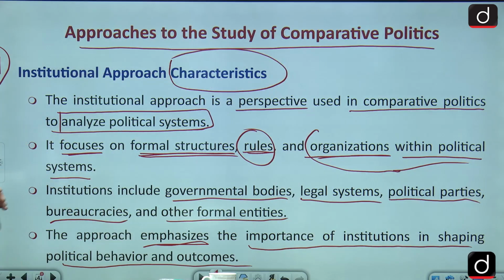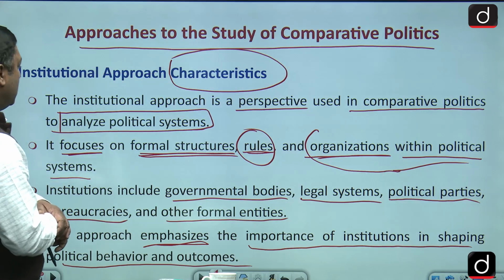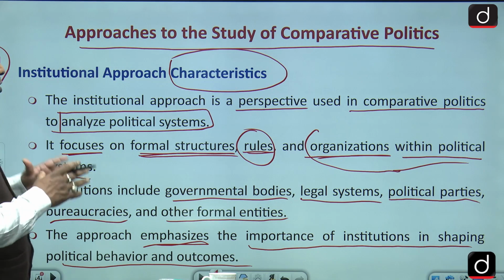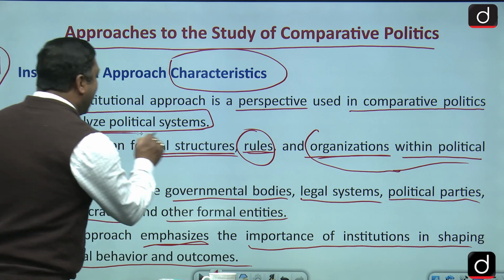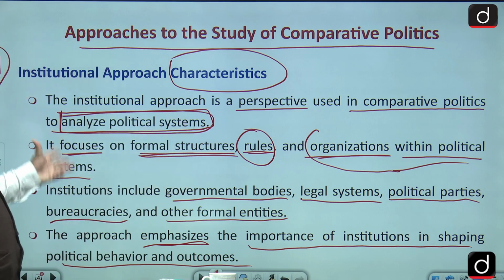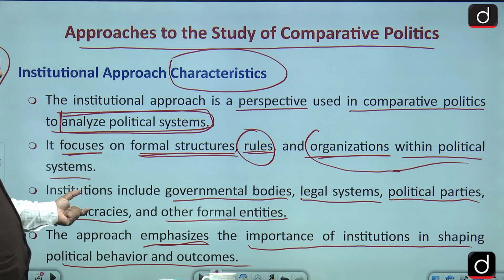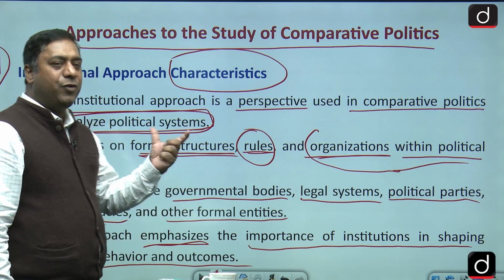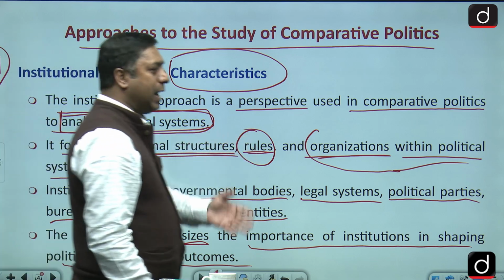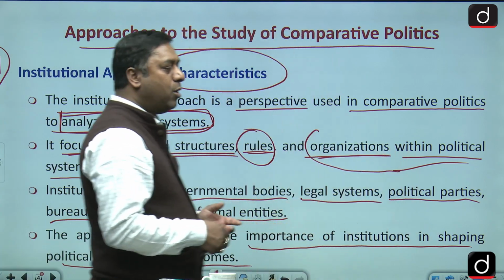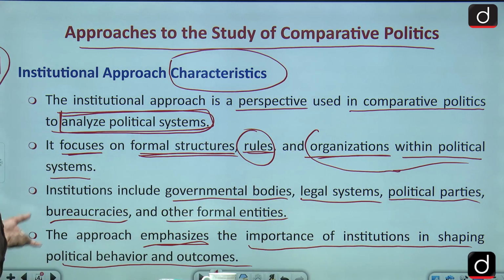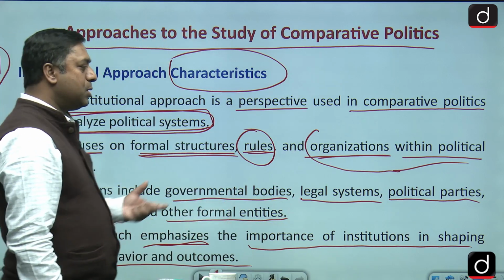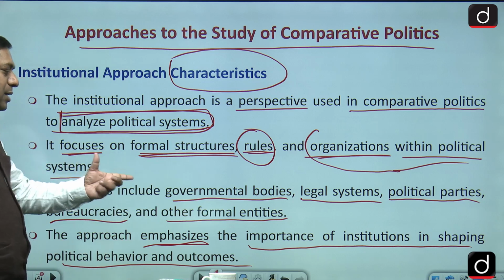Then we came to the first approach, that was the institutional approach. This institutional approach is used in comparative politics to analyze political systems. And it focuses on what? It focuses on formal structures, formal rules, formal organizations which are within the political system. And in this formal organization, we can say formal institutions also, which are within the political system. And these formal institutions or organizations are government bodies, legal systems, political systems, bureaucracies, and other formal entities.